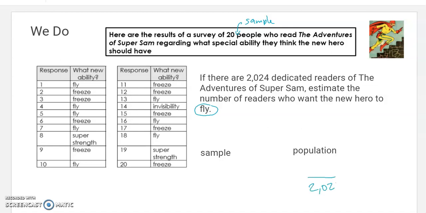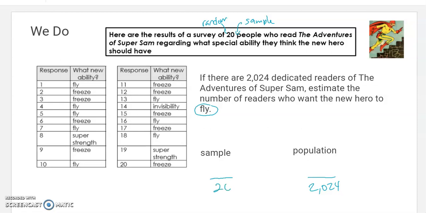2,024 readers of this book or this comic book, whatever it may be. How many want the new hero to fly? So we have a sample of 20. I don't know who they sampled, but it would be nice if I saw the word random in here, of a random 20 people. But I don't see anything in here that makes me think it's not a good sample of the group. 20 people who read the book out of 2,024 people who read the book, so probably fine.